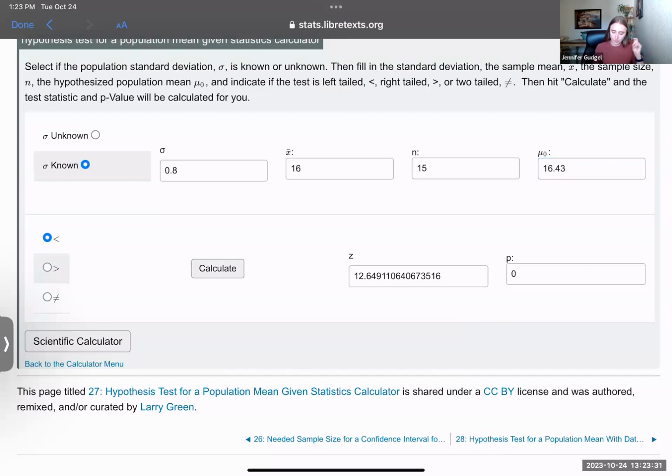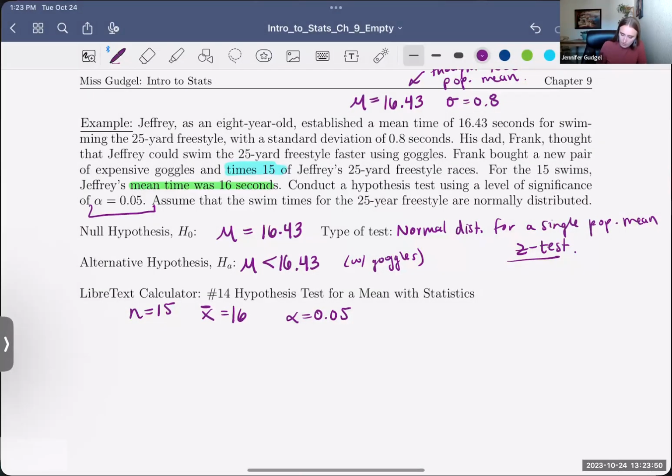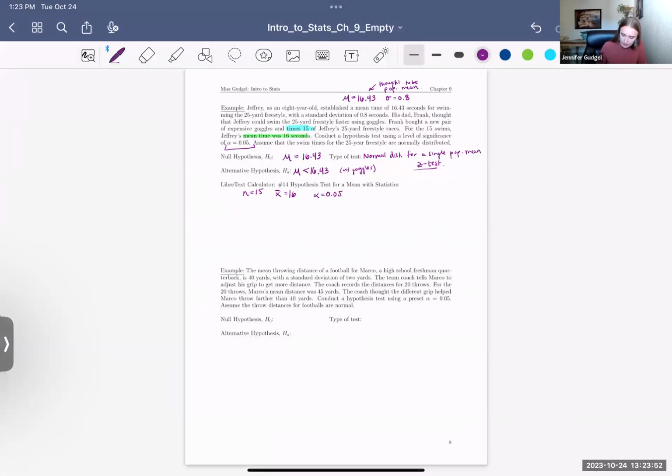All right, click calculate. This is my z-score, and this is my p-value. I'm going to round both to 4 decimal places. Your homework online asks for these values, so make sure that you see where they're coming from. This is called a test statistic, that z-score. Test statistic.